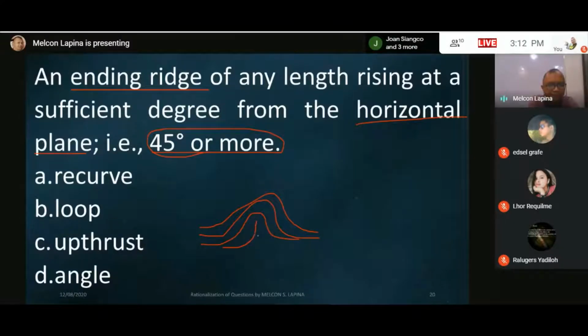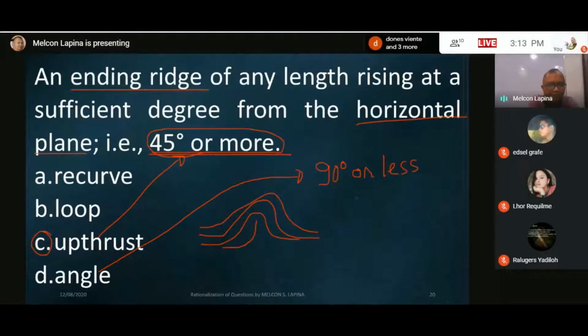So, anong tawag natin dyan? That is known as upthrust. So, ang degree of angle sa upthrust is 45 degrees or more. Tandaan natin ang sa angular tented arch, the degree of angle is 90 degrees or less.